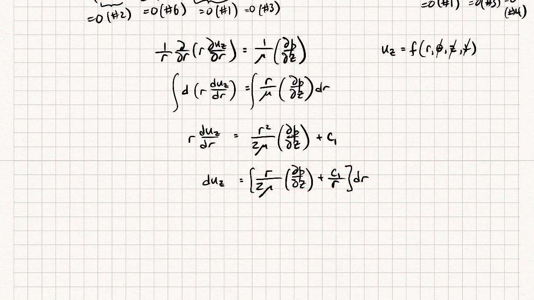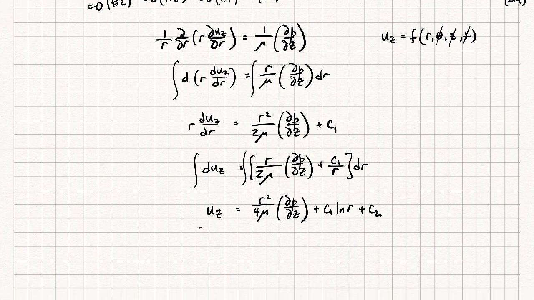And then I can integrate both sides of this as well. So then I'll get uz is equal to r squared over 4 mu times dp/dz plus c1 natural log r plus c2. So that's what my general velocity profile looks like. It's kind of this weird parabola with a natural log term in there. So it's kind of hard to visualize.